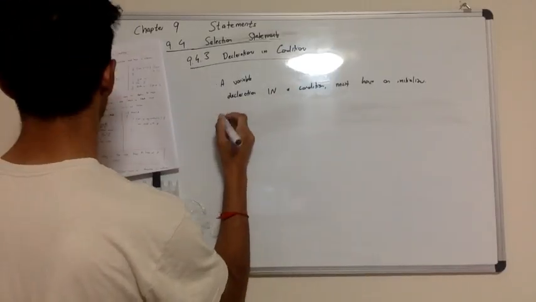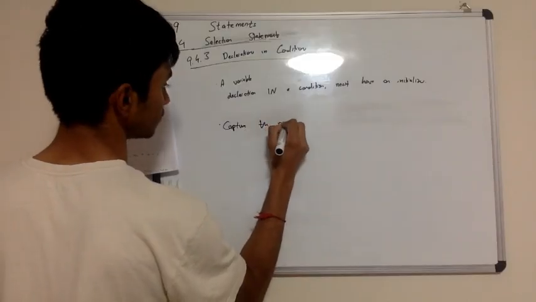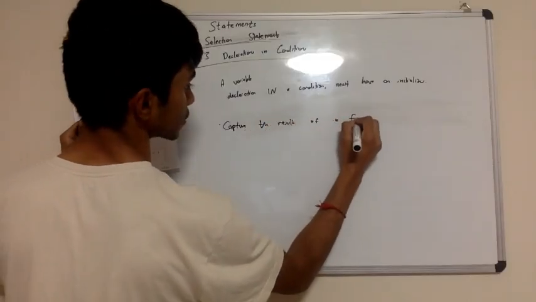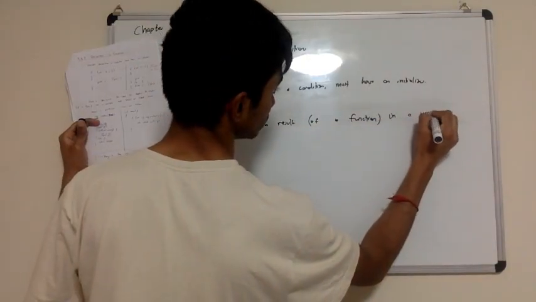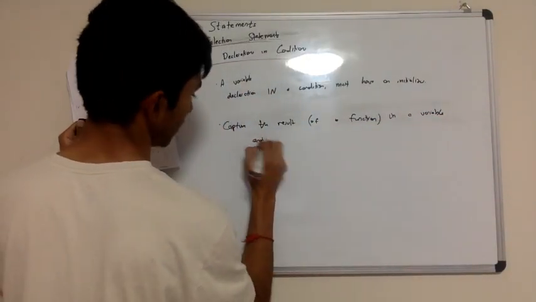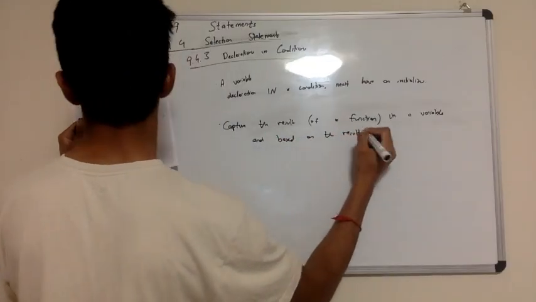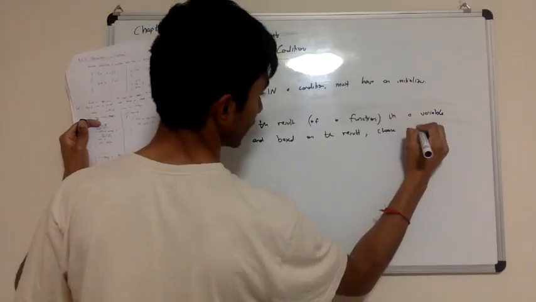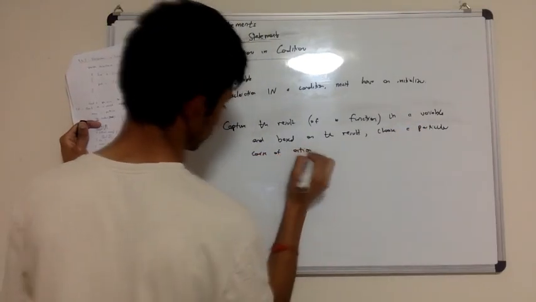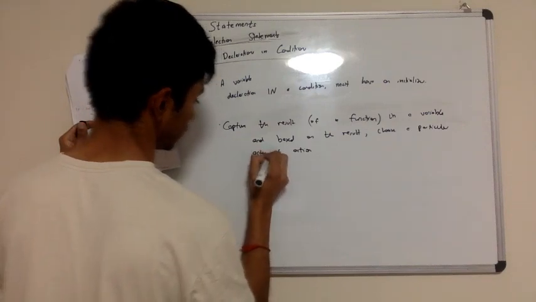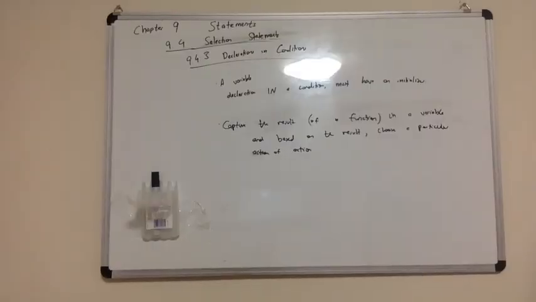Essentially, it's good if you want to capture the result, typically of a function call, in a variable, and then, based on the result of the function, choose a particular course of action. Right? So a typical example, or the example that is in the book, works with malloc.